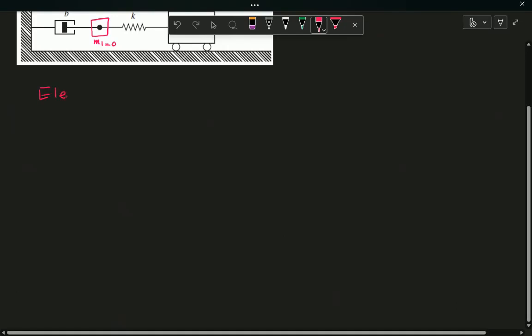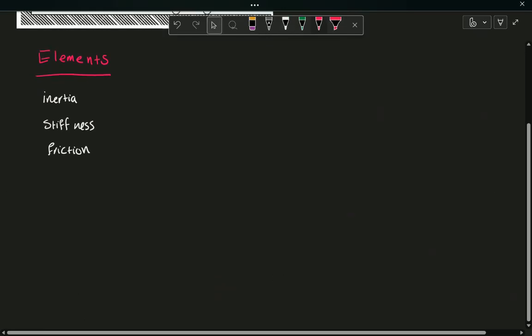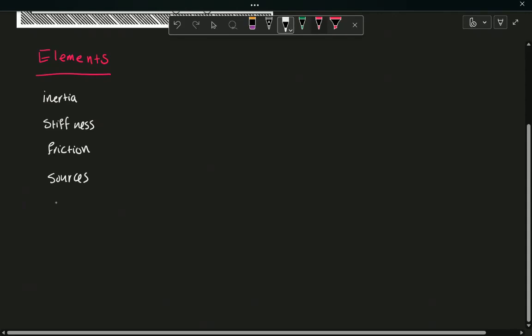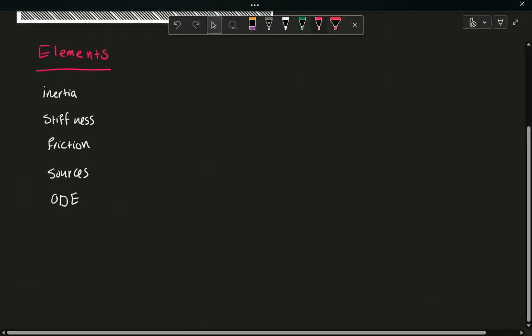Let's first write down the elements in the system. You would see that I would have inertia, I would have stiffness, and friction. I need to comment on the number of ODEs and also sources. I forgot to put the sources first. So, sources and the ODEs.